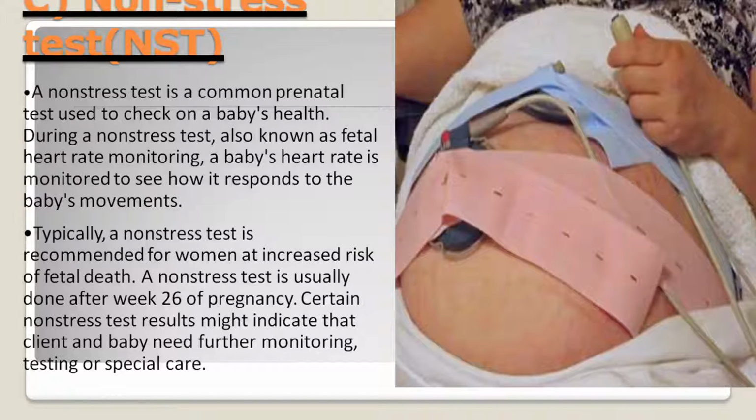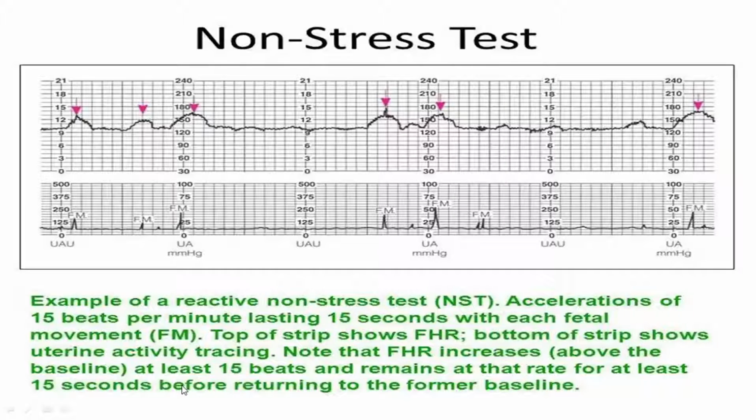Non-stress test. A non-stress test is a common prenatal test used to check the baby's health. During a non-stress test, also known as fetal heart rate monitoring, a baby's heart rate is monitored to see how it responds to the baby's movement. Typically, a non-stress test is recommended for a woman at increased risk of fetal death. A non-stress test is usually done after the 26th week of pregnancy. Certain non-stress test results might indicate that the client and baby need further monitoring, testing, or special care. This is an example of a non-stress test, acceleration of 15 beats per minute lasting 15 seconds with each fetal movement.